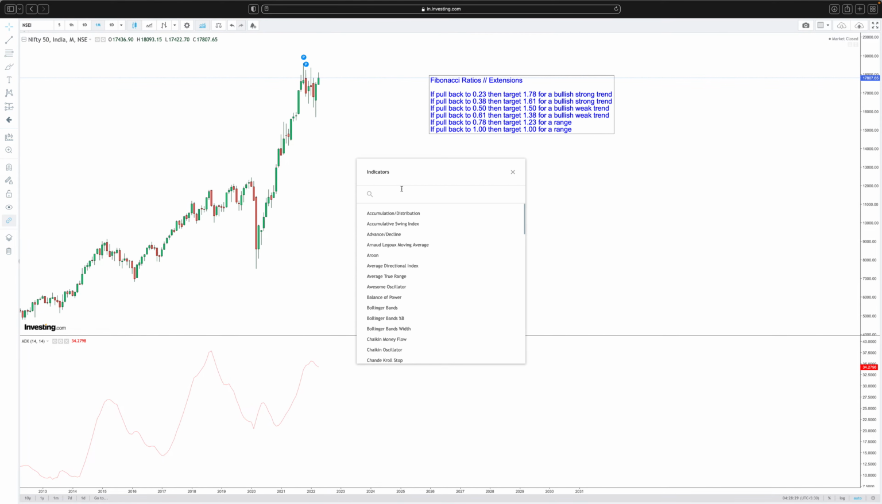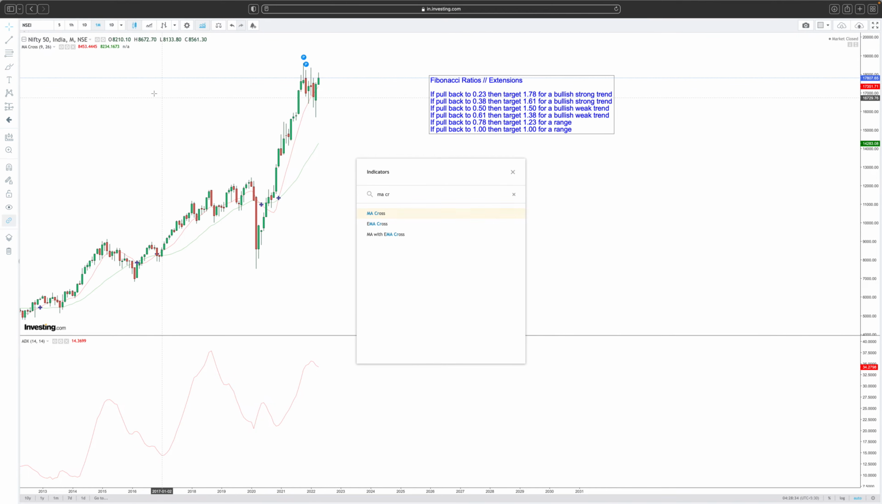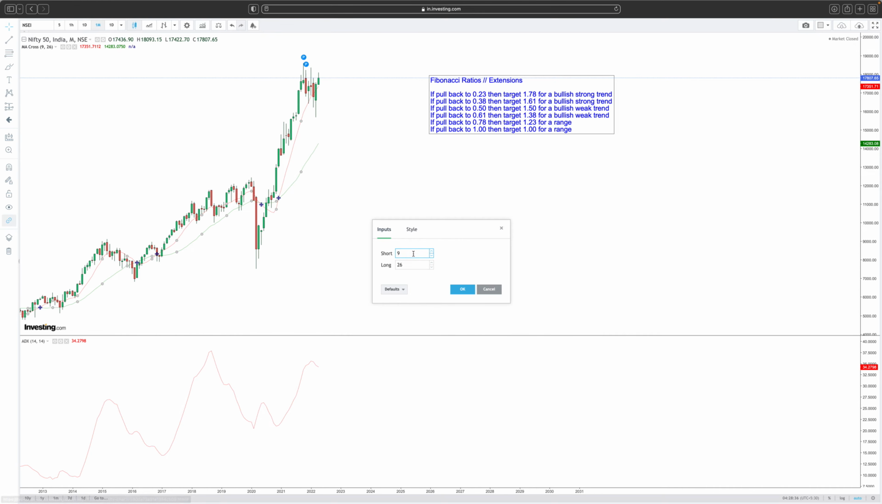In order to assert the direction, it is very easy. We can simply use moving averages. For example, I have used the 50-20 moving average cross, and by looking at the orientation of the moving averages, it becomes very easy for us to assess that this is upward trending in nature.